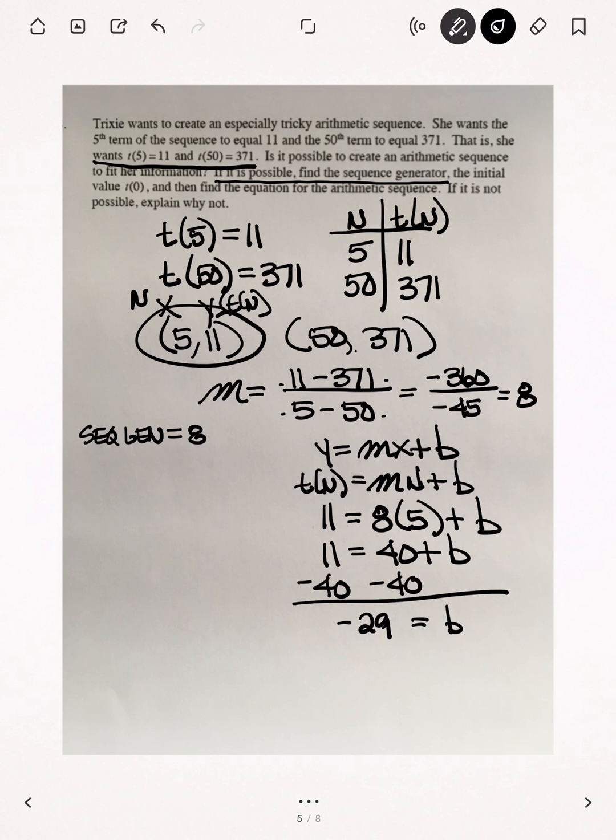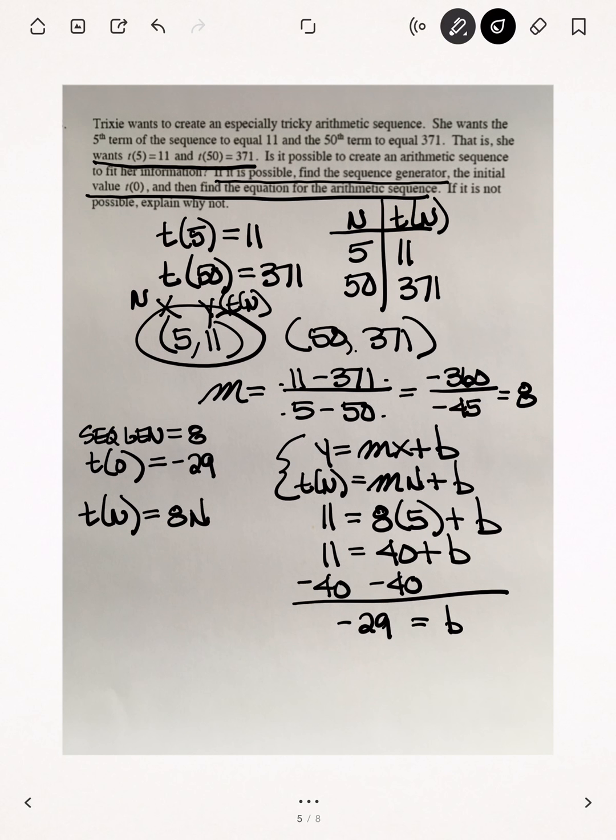So we found our sequence generator. It said to find our initial value, our t of 0. Our t of 0 is our starting point, which is negative 29. That is also our b. And now it wants us to find the equation. So to find the equation, again, we're going to use these two formulas. T of n equals our slope, or sequence generator, which is 8, times n, and our starting point, which is negative 29.